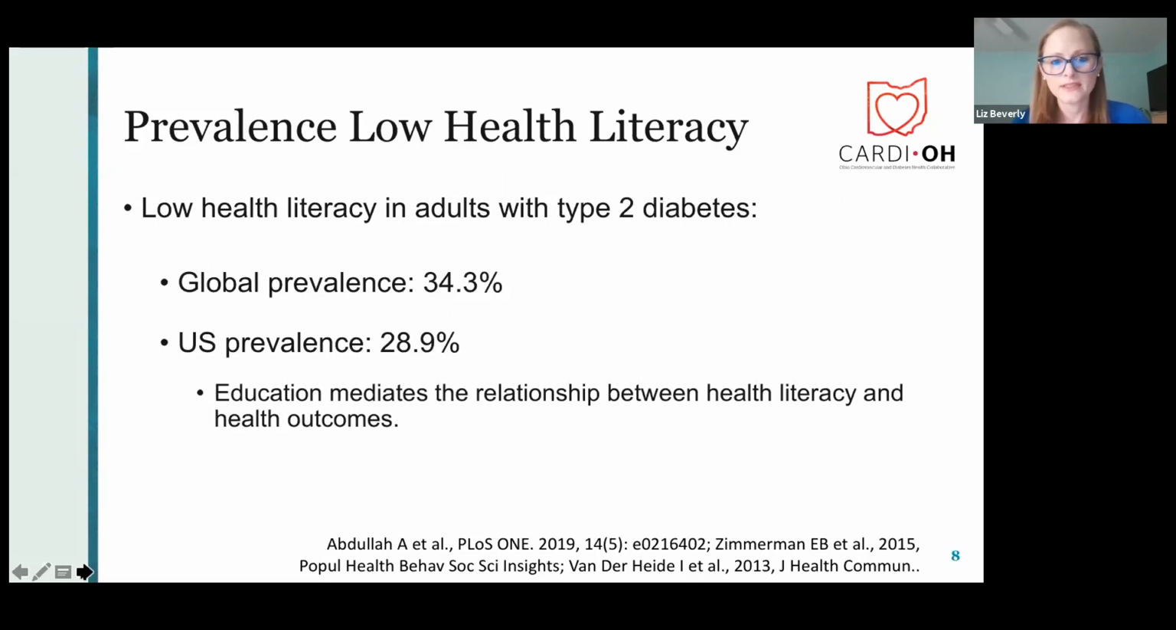And then of course, since the majority of the studies, approximately half of the studies, came out of the United States, they also assessed the US prevalence. And you can see that the US prevalence was 28.9%. So approaching nearly a third.